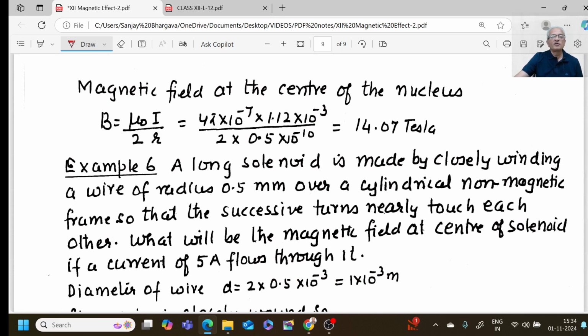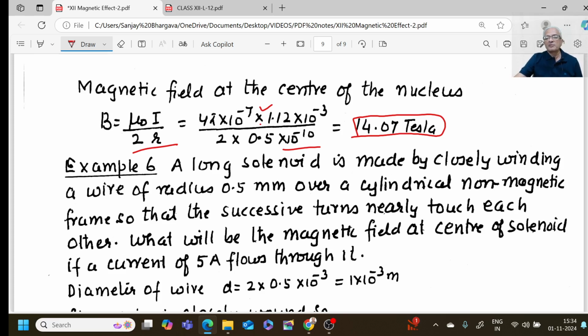So what would be the value of magnetic field? μ0 I upon 2r. μ0 is 4π × 10⁻⁷, current already calculated as 1.12 × 10⁻³, 2, and r is 0.5 × 10⁻¹⁰. The magnetic field is 14.07 Tesla.